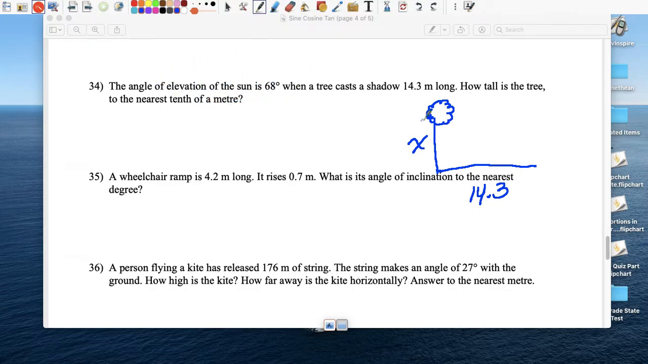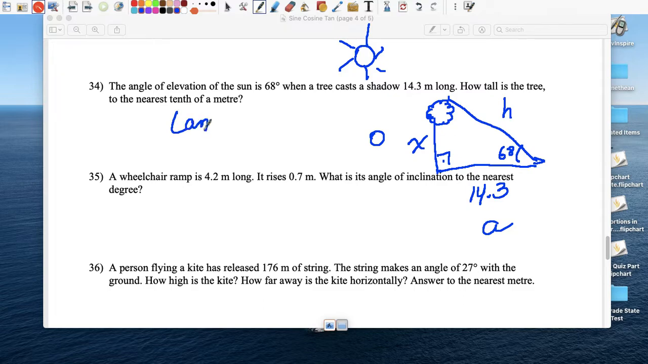So this is the sun, right? This would be 68 degrees. This is the hypotenuse. Opposite the 68 degrees is your x here, and 14.3 is your adjacent. So we're going to use tangent. So tan of 68 is opposite x over the adjacent side, which is 14.3.